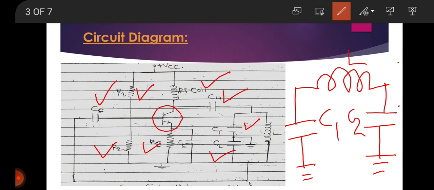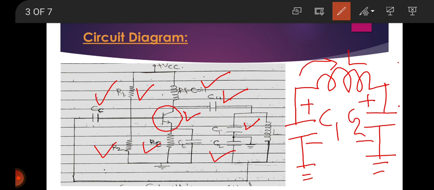So see the circuit operation. When the circuit is turned on, the capacitors C1 and C2 are charged. The capacitors discharge through this inductor L, which sets up oscillations of frequency F. The output voltage of the amplifier appears across C1.